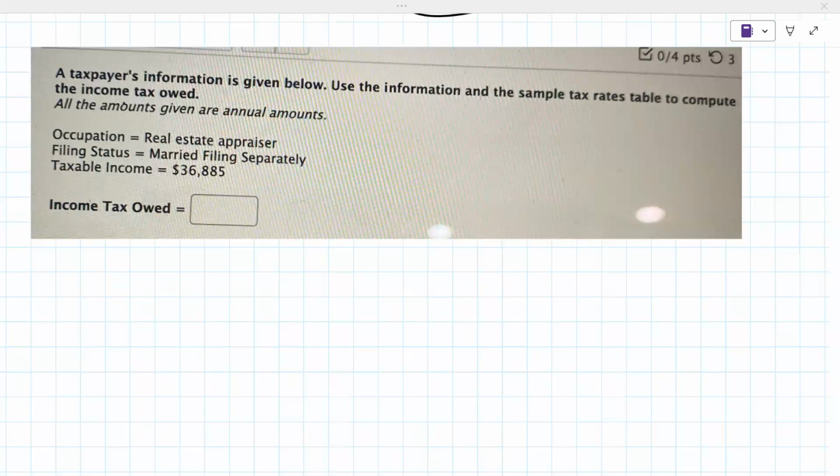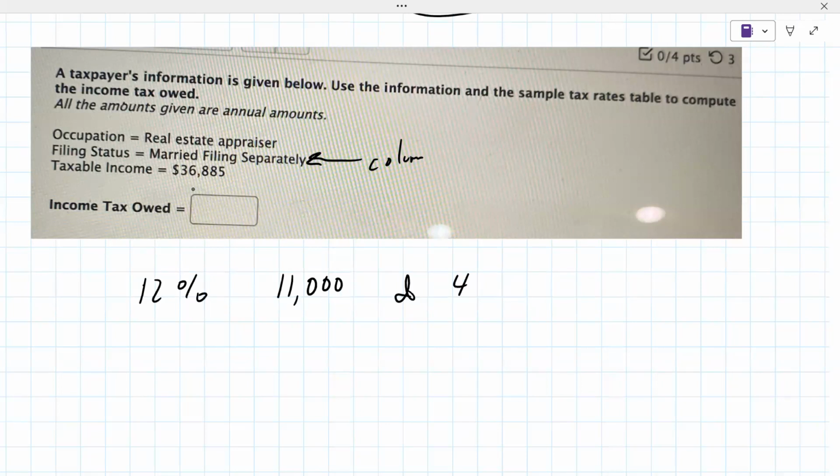Okay, so this table is fairly complicated. This married filing separately tells you the column that you're in, so that's the second column. And the way the table works is it tells you your tax rate up to a certain amount. So you pay 12% on the money you make between $11,000 and 44,725, but not the first $11,000.